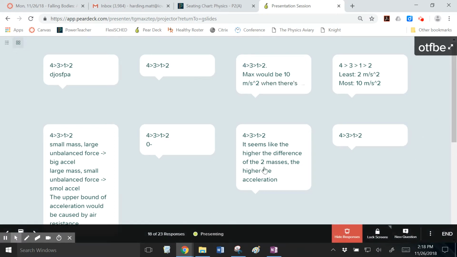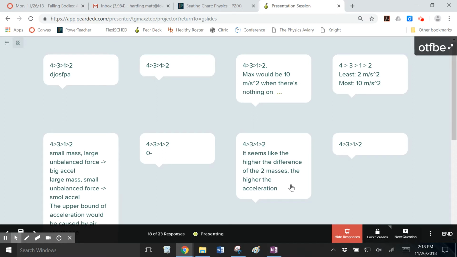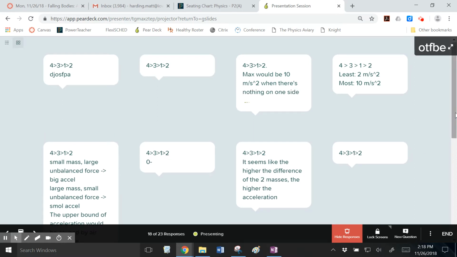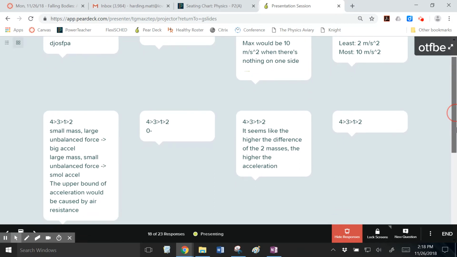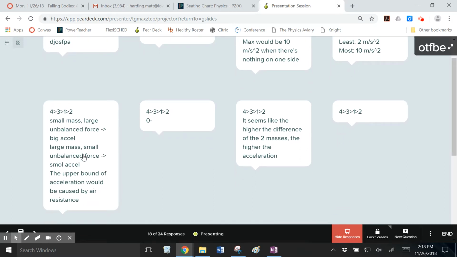So we've got some people noticing some patterns. It seems like the higher the difference of the two masses, the higher the acceleration. Small mass, large unbalanced force, big acceleration. Large mass, small unbalanced force, small acceleration.